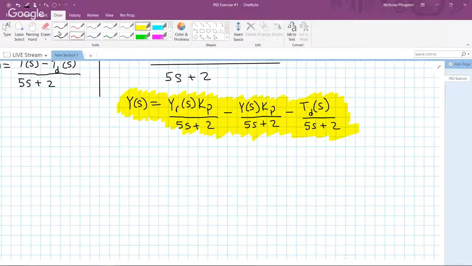Now, because in part A we are concerned with getting our capital Y of S all over Y sub R of S, getting that closed loop transfer function, we're going to assume that the disturbance is 0, and I'm going to write that down right now and show you. So capital Y of S, could just copy, but who cares?